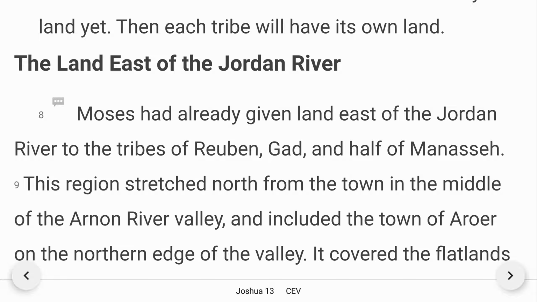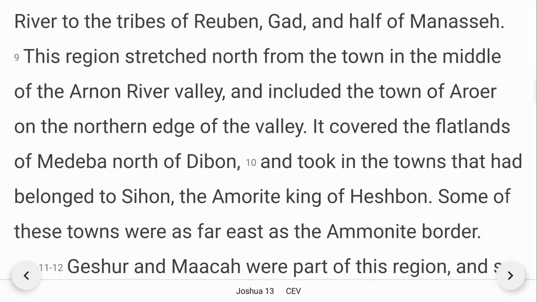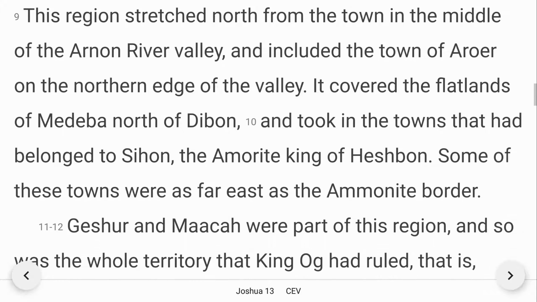Moses had already given land east of the Jordan River to the tribes of Reuben, Gad, and half of Manasseh. This region stretched north from the town in the middle of Arnon River Valley and included the town of Aroer on the northern edge of the valley. It covered the flatlands of Medeba north of Dibon and took in the towns that had belonged to Sihon, an Amorite king of Heshbon. Some of these towns were as far east as the Ammonite border.